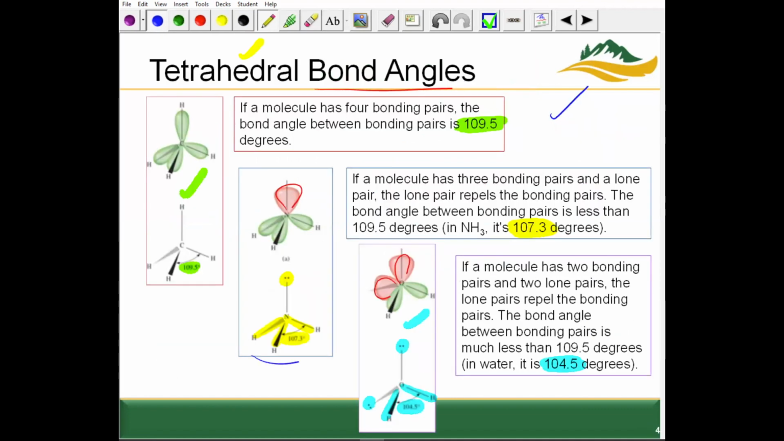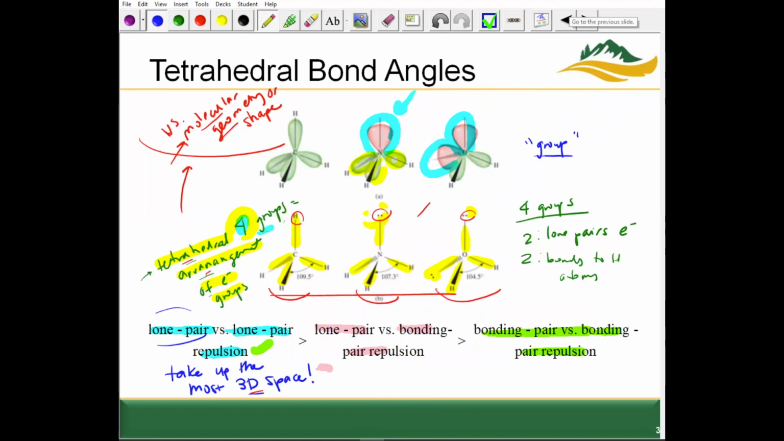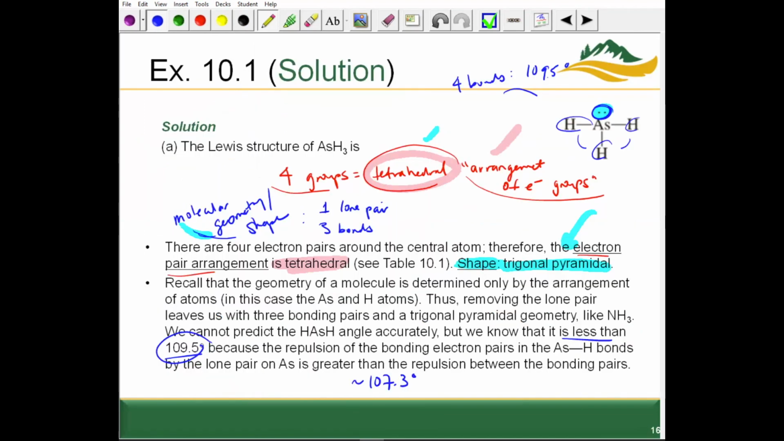So that bond angle is going to be less than 109.5. What would that bond angle be again then? Well, it's about 107.3 when we have 3 bonds and 1 lone pair, so about 107.3. So bond angle less than 109.5, we know it's really about 107.3. So now we've addressed the arrangement of electron groups, as well as the molecular geometry or shape, and now the bond angle as well.